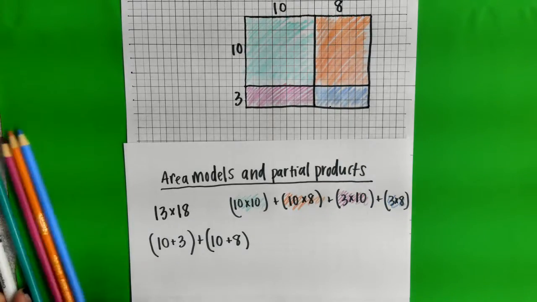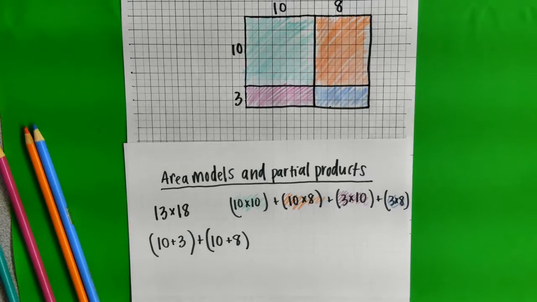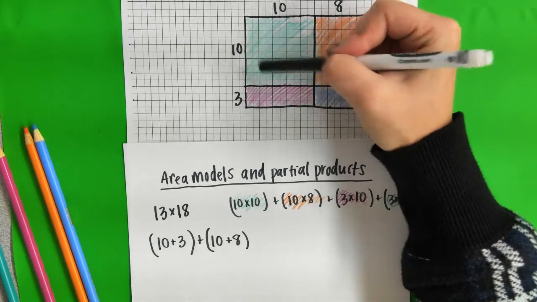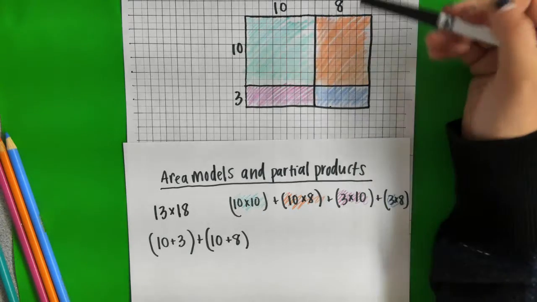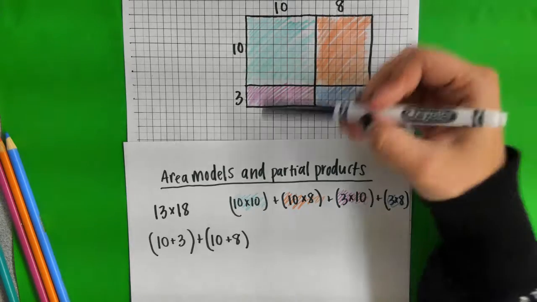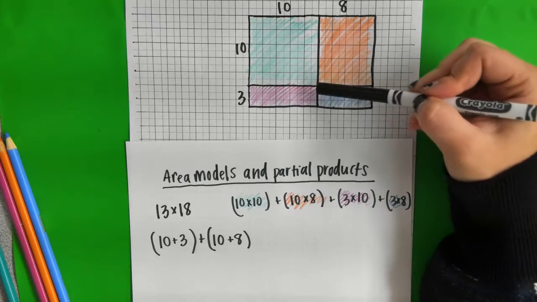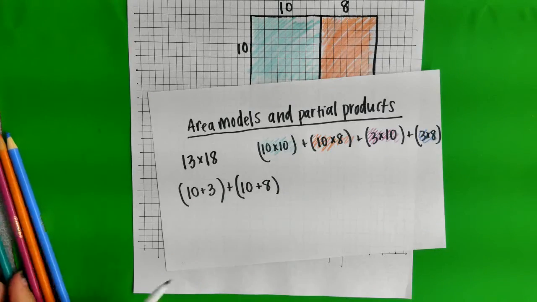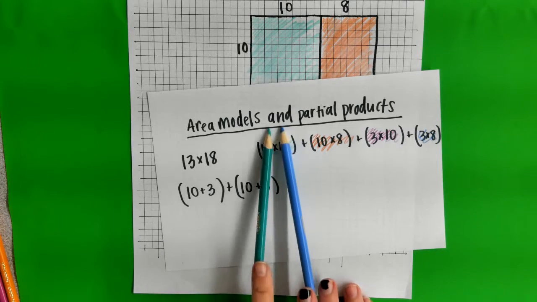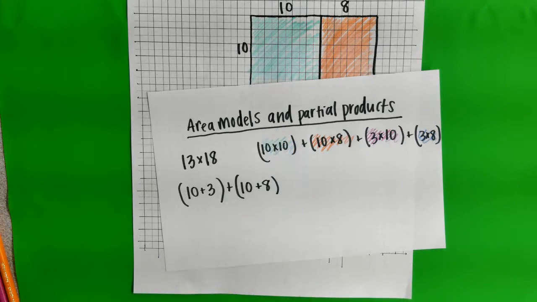Okay, if we don't know our math facts off the top of our head, we can count the amount of squares that are in our 10 times 10 square to figure out what our answer would be. Same with 10 times 8, and 3 times 10, and 3 times 8. But I know on my 10 times 10, I can cover my zeros, and I have 1 times 1, which is 1.